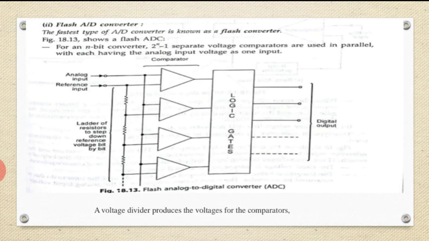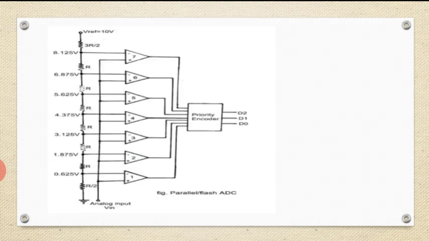So next one is the flash analog to digital converter. Here a number of registers are used, and comparators, and logic gates, and the output is given as digital output. I will go through another circuit so that we can easily understand how it is arranged. This is the circuit I put.